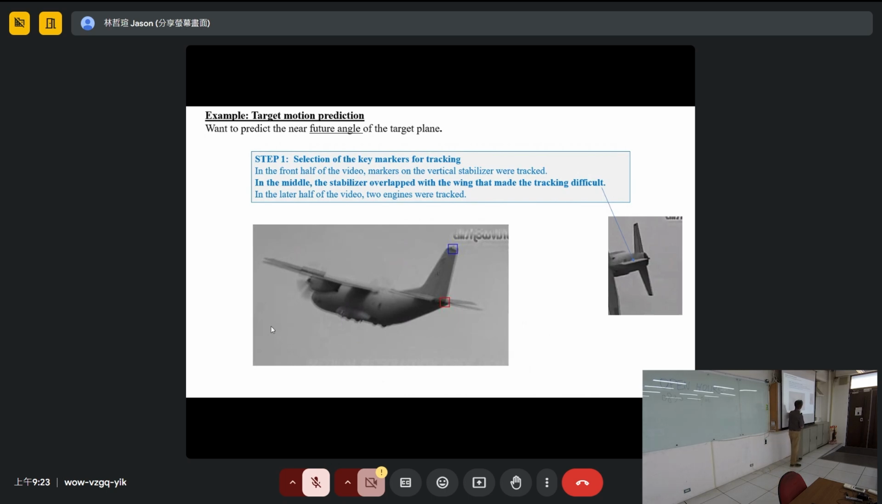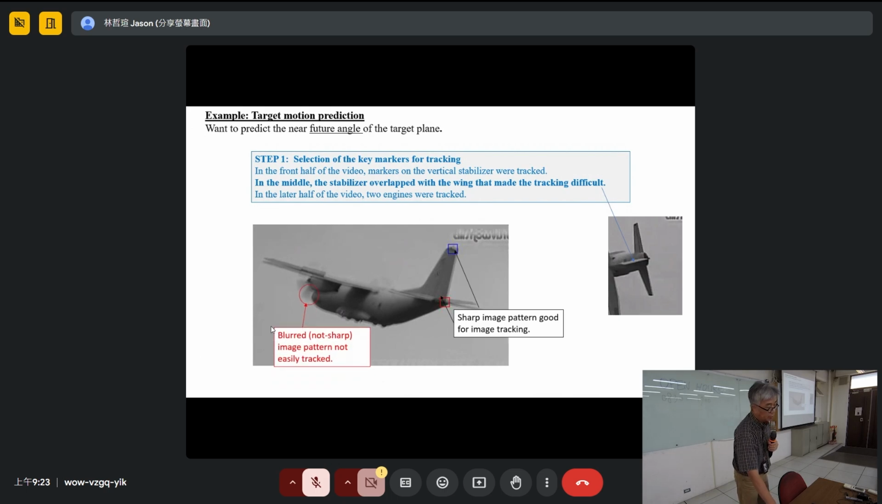Then you select the obvious location. This propeller here is blurred, not clear. Usually that kind of image is hard to track. So you have to pick a very crisp corner. That kind of pattern is much easier to track. So that's the first thing we have to know: when you use a tracking algorithm, you have to pick very sharp corners.